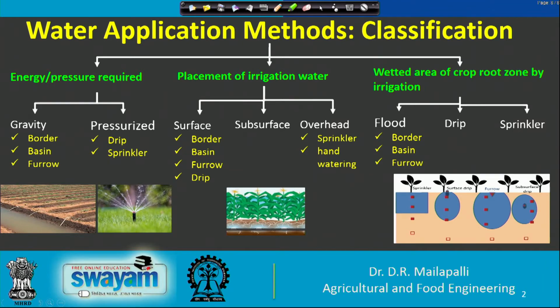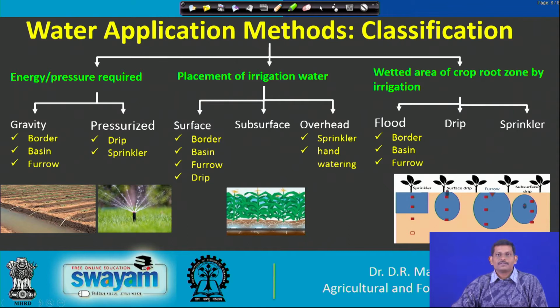If you are applying water on the surface, there is surface irrigation: border, basin, and furrow, right? Even drip, you are applying water on the surface or near the surface. Whereas in subsurface irrigation, water will be applied beneath the ground, nearer to the crop root zone. In overhead irrigation, the applicators are above the soil surface, and from there it is applied to the field. Overhead sprinkler or hand watering all come under this overhead classification.